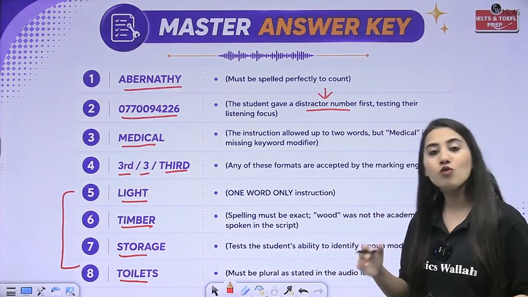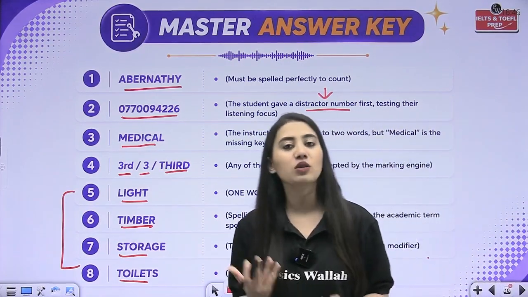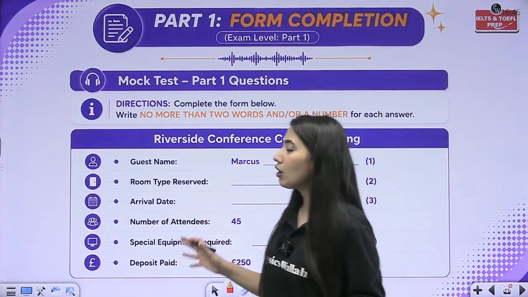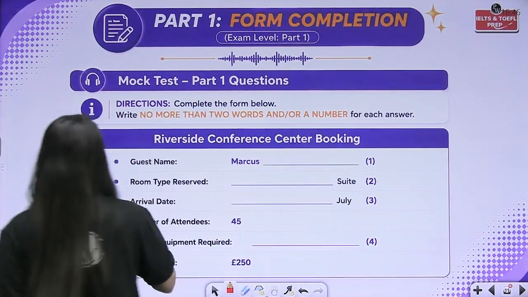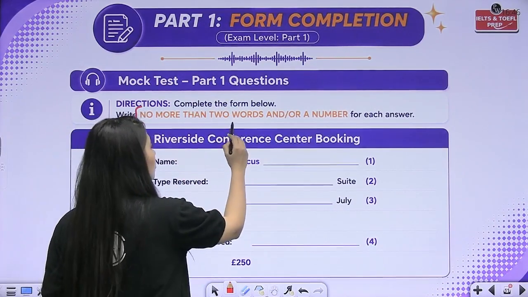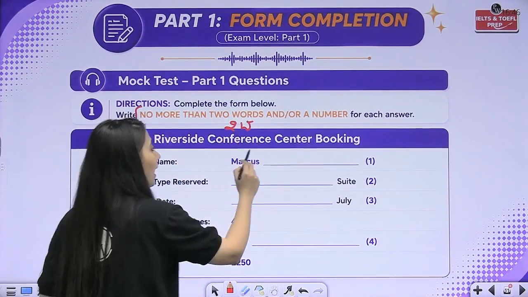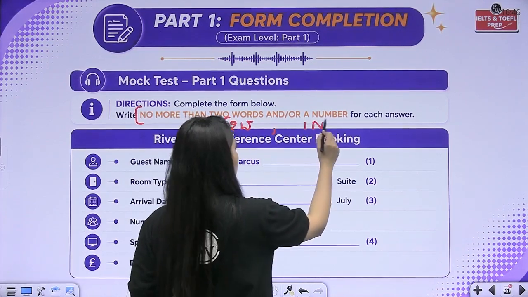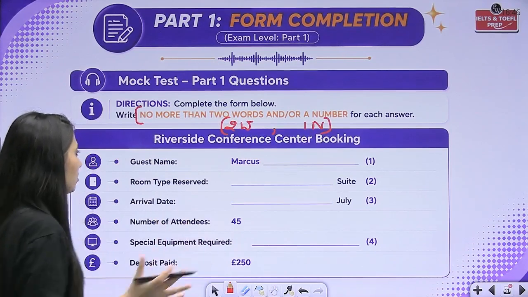Now I'm going to be moving ahead with some more practice. Let's move ahead. So this is what you have first, where it's about form completion. What have you got in it? No more than two words and or a number. So this is what you get: two words are allowed, one number is allowed. And yes, please read everything.